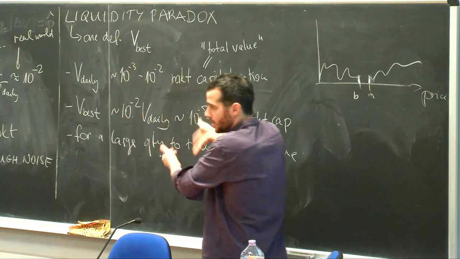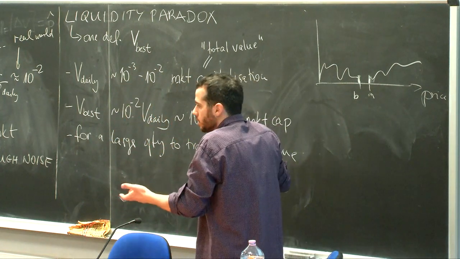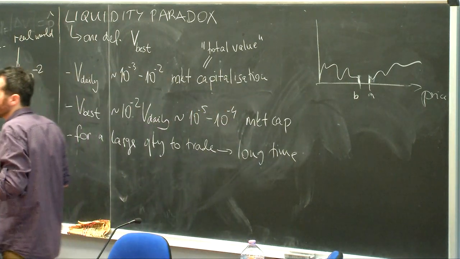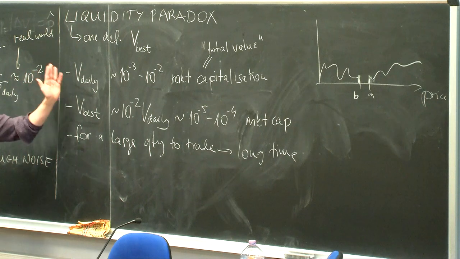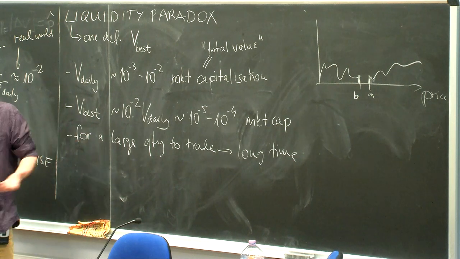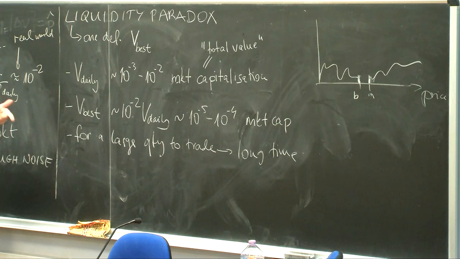So this is a simple empirical fact. It's important to know, but what is the message of this? If you want to trade, let's say, 1% or even 0.1% of the total value of a company, which is okay for an investment fund, it can happen any day, you cannot do it in one trade. You have to do 100, 1,000, several thousand trades with these numbers.